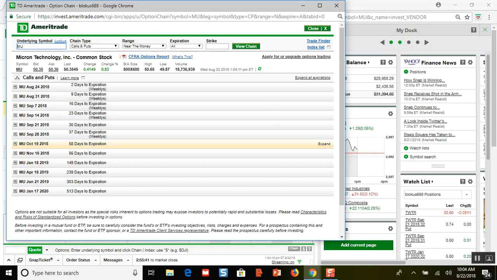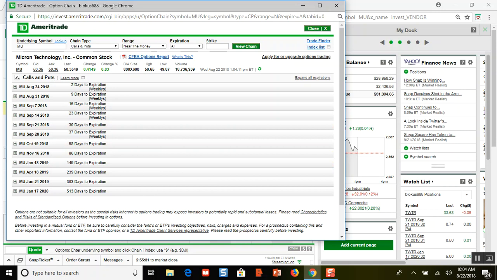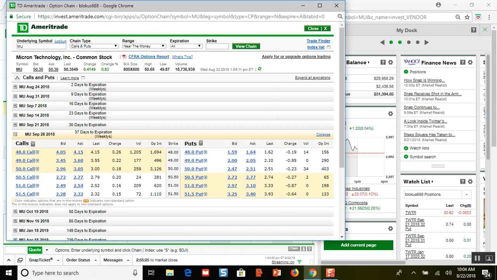So I would go to maybe September 28th. I wouldn't do September 21st because in case there's a delay and for some reason earnings don't come out until the first of the month or the first of the next week. So I do this one just to be safe. Now right now Micron is at $50.35.